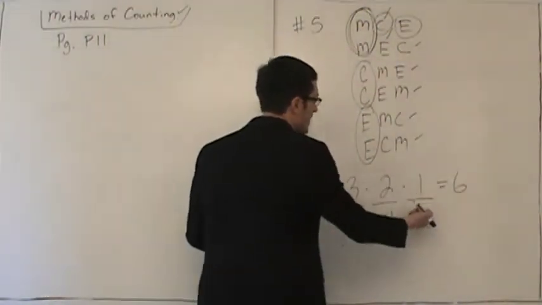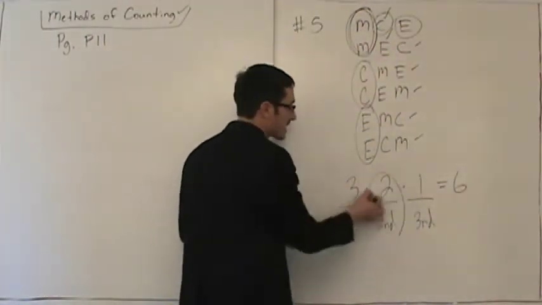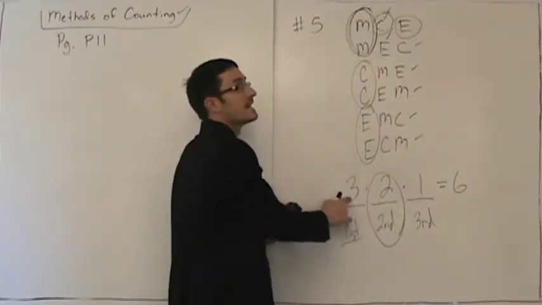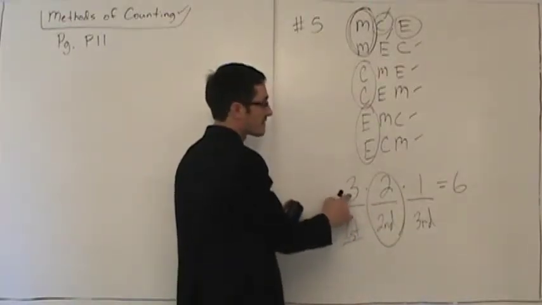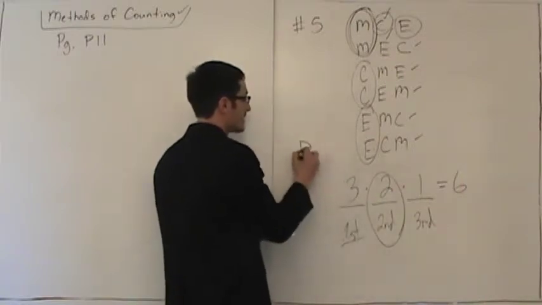Do we call this independent or dependent? My question is, does the second choice depend on what you chose first? Yes. If we chose math first, we can no longer choose it second, so this is dependent.